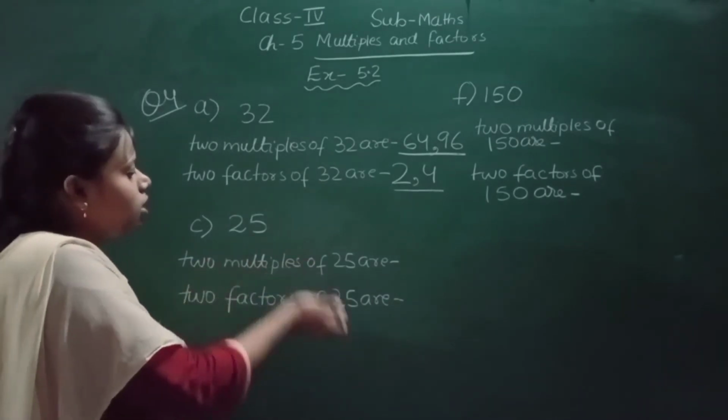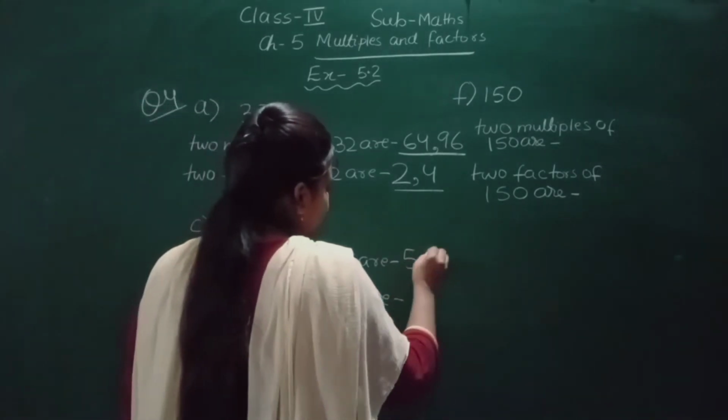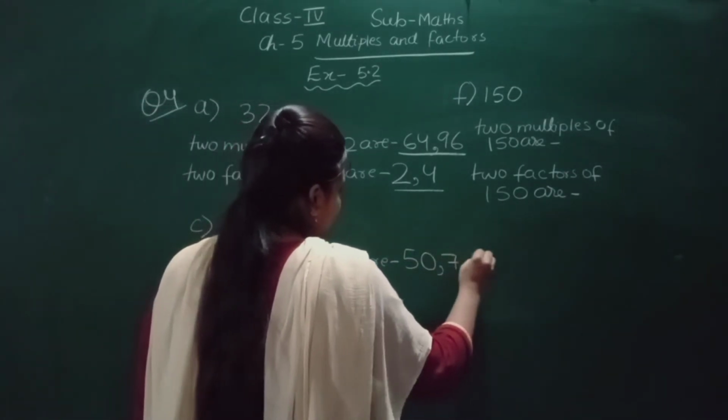Now 25, we have to write 2 multiples of 25. Okay, so you know 25 2 ja what, 50. 25 3 ja what, 75.